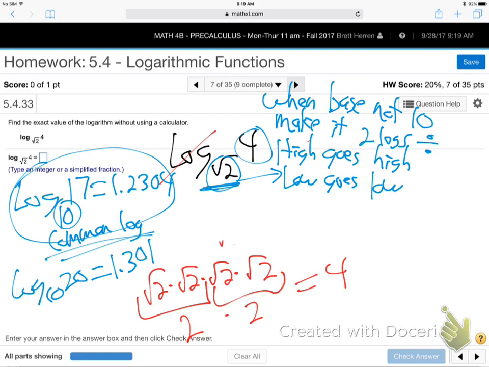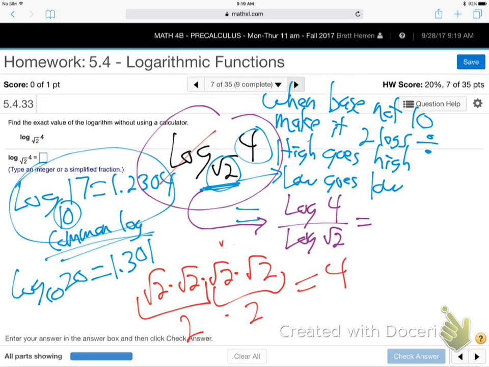So in other words, this will equal log 4 over log root 2. You make this 1 log into 2 logs divided. That's how you do it on your calculator when the base is not 10. So when the base is not 10, the way you do it in your calculator, I want you to have this, you'll need this to double check.